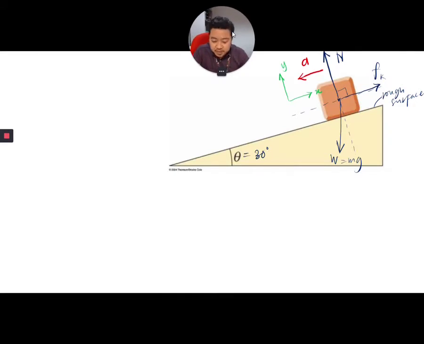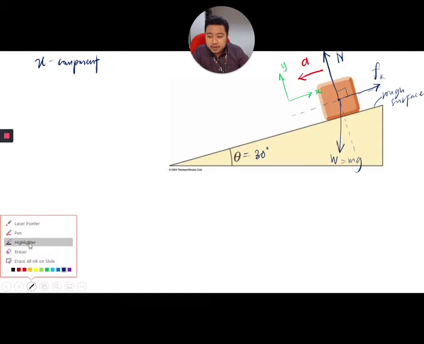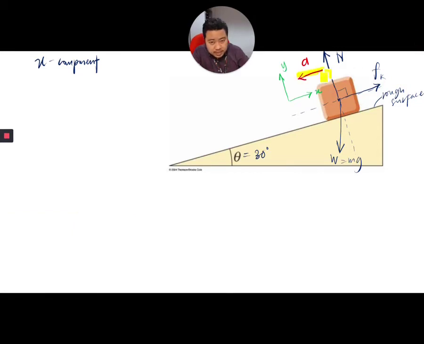Now we're going to create equations based on our free body diagram using Newton's law of motion. Firstly, we will start with the x component. Looking at the diagram here, we have acceleration along the x component. This is our acceleration, and this is the x-axis, and we also have two forces acting on the x-axis. The first one, as you can see directly, is the friction force.